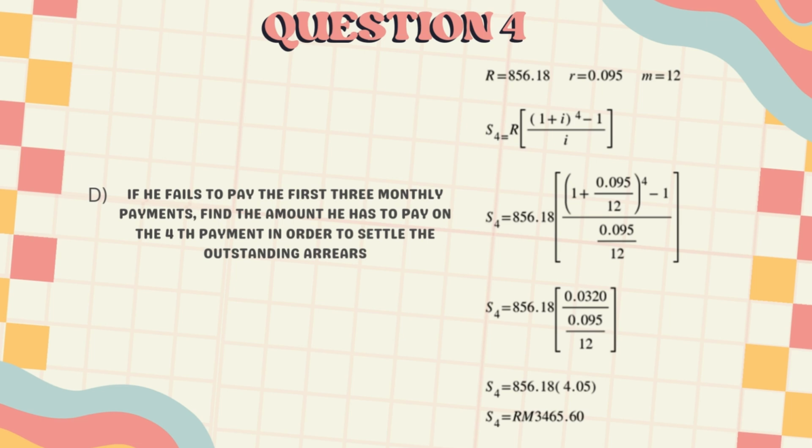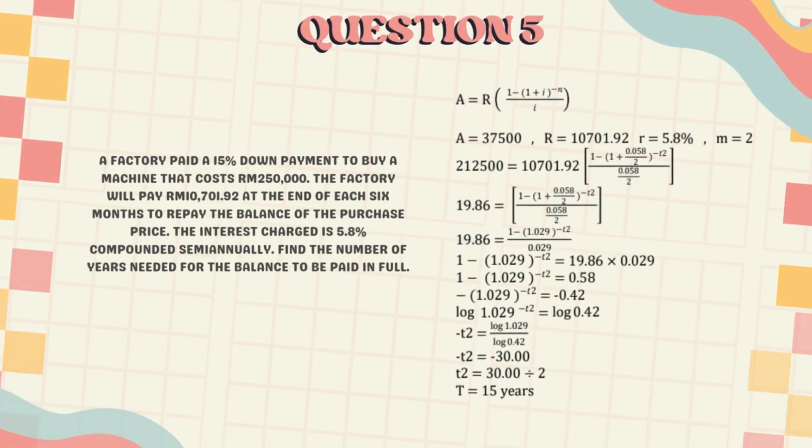S4 equals 856.18 open bracket 0.0320 divide 0.095 divide 12 close bracket. S4 equals 856.18 multiplied by 4.05. Solve it in the calculator and we will get the answer of the S4 equals 30,465.60 ringgit Malaysia.